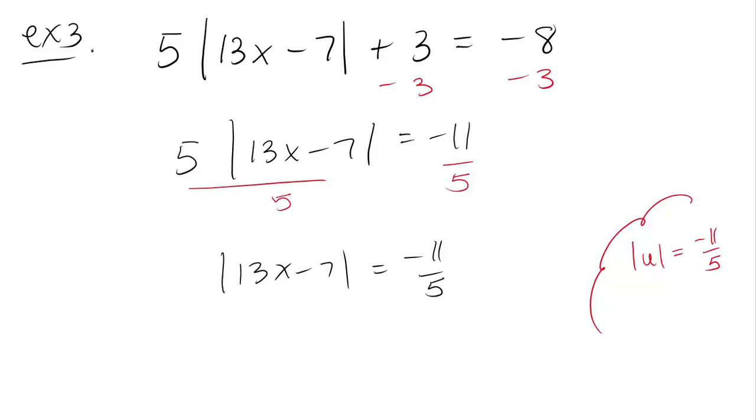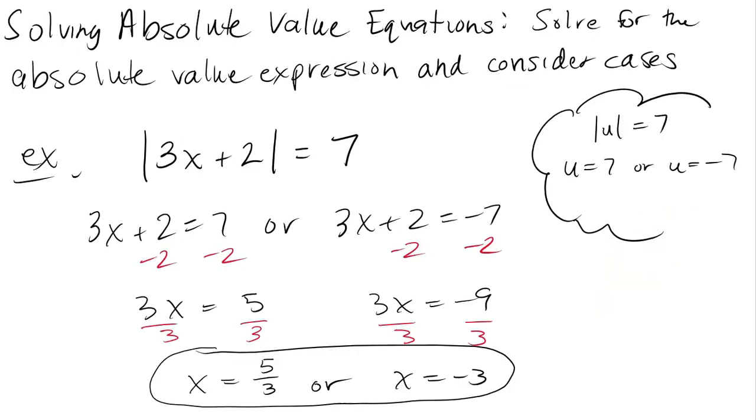A common mistake is to split this into two cases like we have in the previous examples, and then just assume that those were right. If you do that, you'll get two solutions, but neither of them will actually make the equation true. This equation has no solution because it's impossible for the absolute value of an expression to come out to a negative number. That's why I said consider cases here and didn't say write two equations.